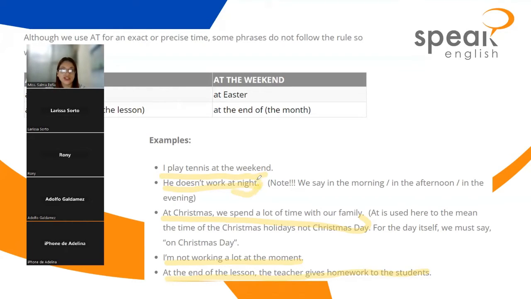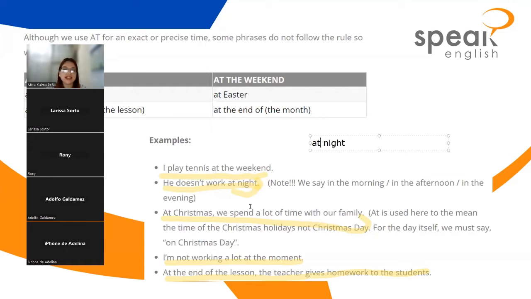Now, we have an exception. You say in the morning, in the afternoon, in the evening. But when you talk about night, you cannot say in the night or in night. No, you say at night. That is an exception, because phonetically, the sound would be better. Imagine you say in night, both words start with N, so it's a little bit difficult to pronounce. That's why we don't use it like that, and you say at night. Cuando hablamos de los tiempos del día, at night es el único que se ocupa con at. Luego, en la mañana, en la tarde, por la noche, se ocupan con in. Just be careful with that.